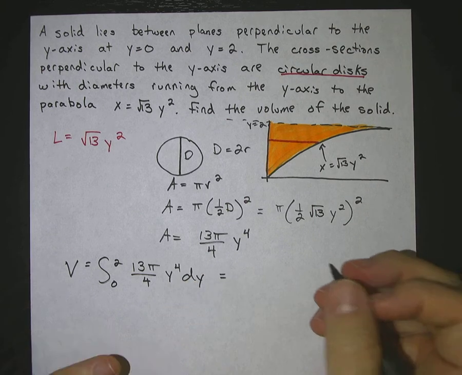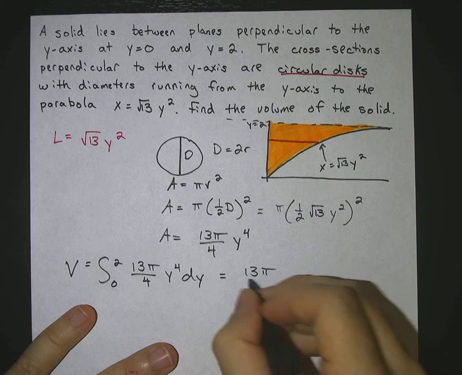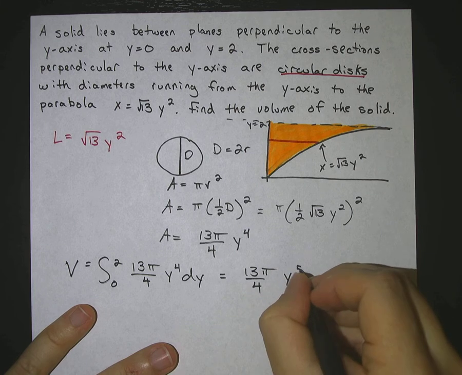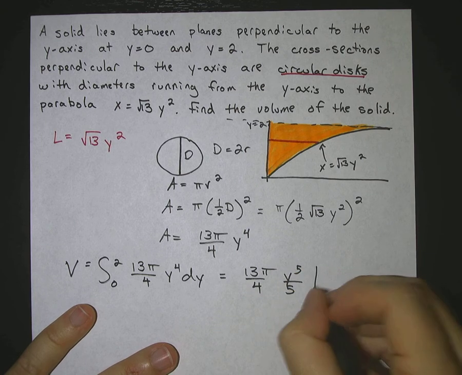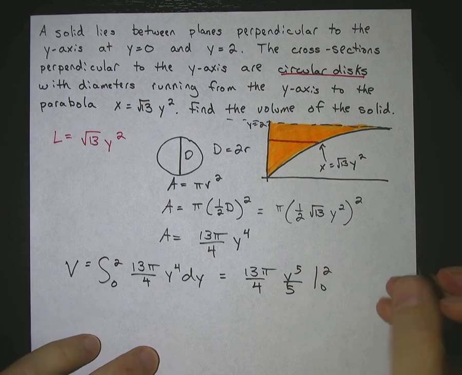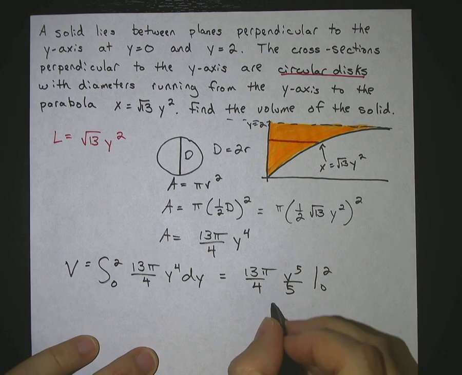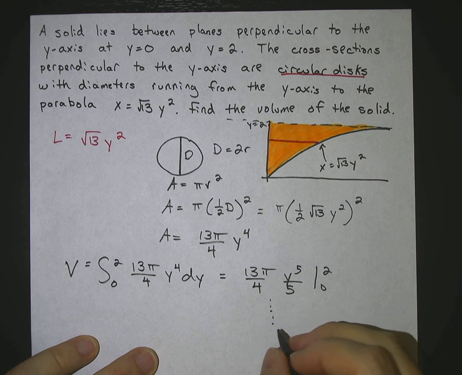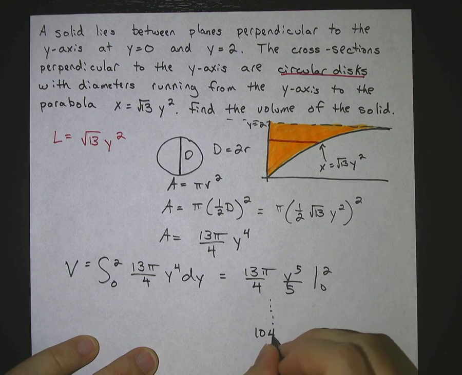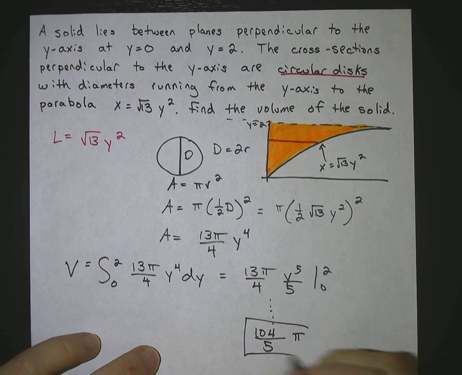Pretty easy integration there. You've got 13 pi over 4. This becomes y to the 5 over 5. Integrate from 0 to 2. Not going to spend a lot of time on that. That will end up giving you 104 over 5 pi. And that's the volume.